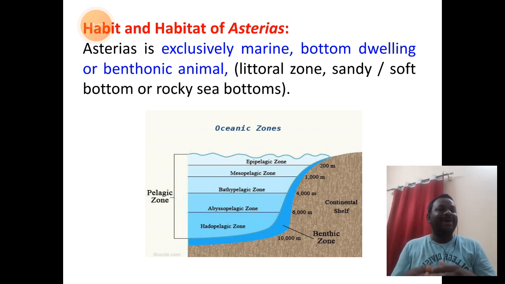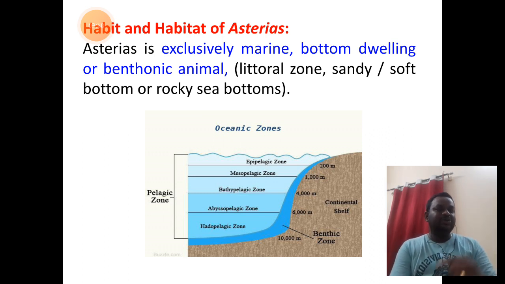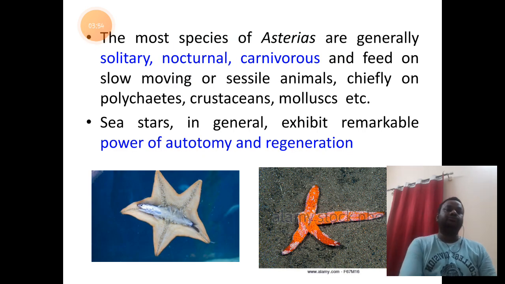Where does it live? In the marine region. So it lives in the bottom or benthonic regions. Down is the picture of the oceanic zone. When you look at it, the bottommost part is the benthic zone. That is the region where these Asterias are commonly seen in the oceans. Hence it is called a benthonic animal. It is generally seen amidst the rocky parts.